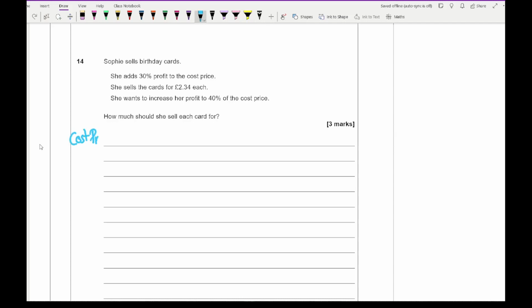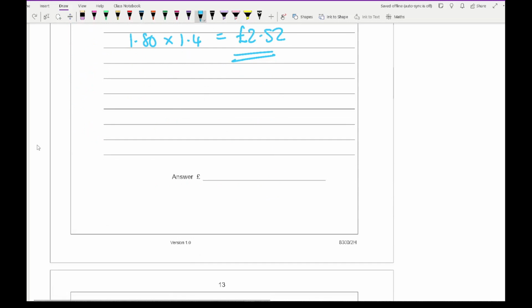So the cost price. Now to do this, we know that £2.34 is 130%, because obviously 100% is the cost price, and 30% is what she's making on top of that. So if we divide this by 1.3, then what we get is that the cost price is £1.80. Now she wants to make 40% profit. So in terms of that, what we then need to do is £1.80 times 1.4, and that gives me an answer of £2.52. So that's how much Sophie needs to sell those birthday cards for.